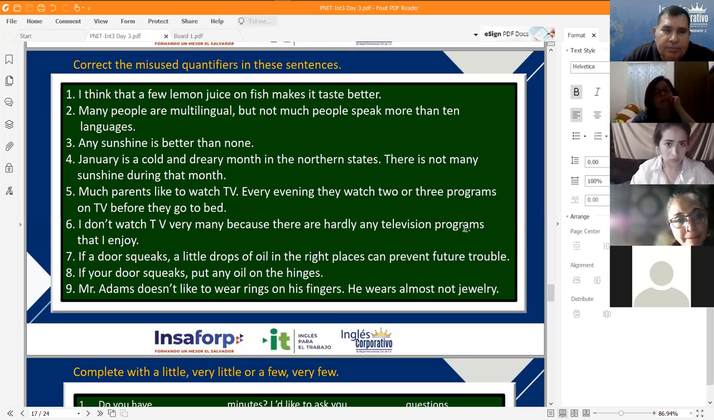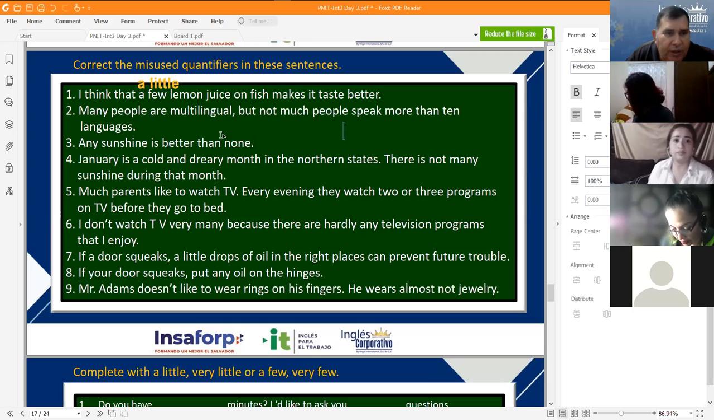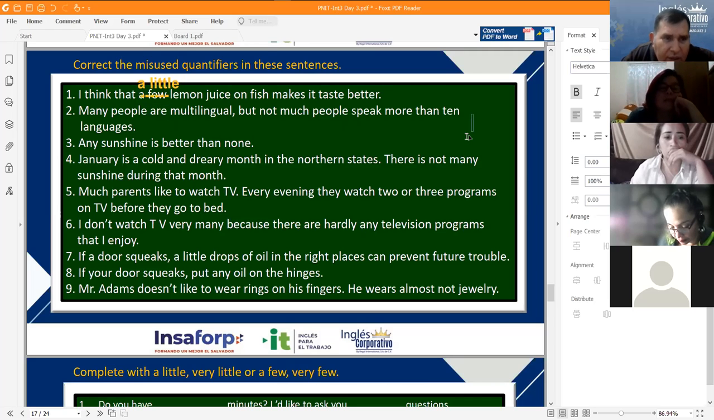What's the correct form? A few lemon juice? A little, right? Lemon juice is uncountable, so we have to use a little. Okay, so bye-bye a few. Okay, excellent. Now the next one: many people are multilingual, but not much people speak more than 10 languages.